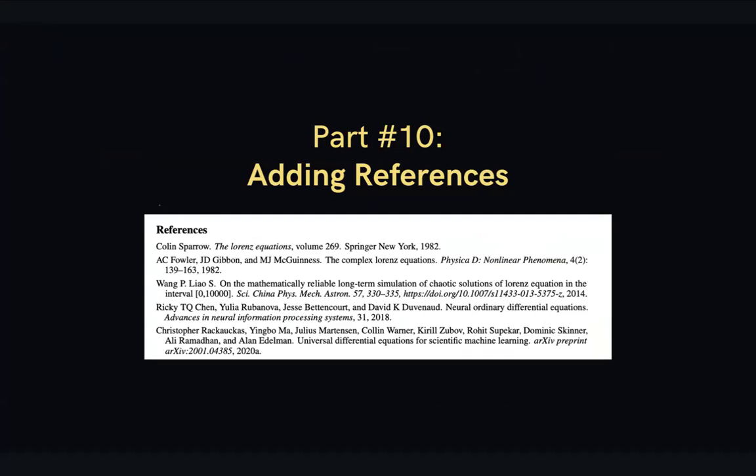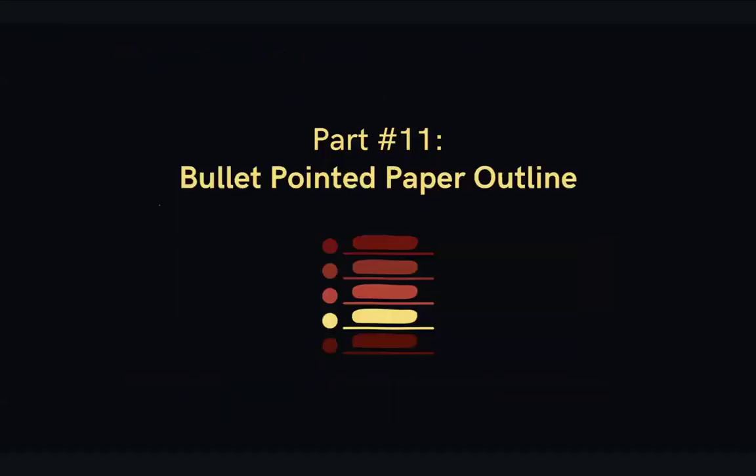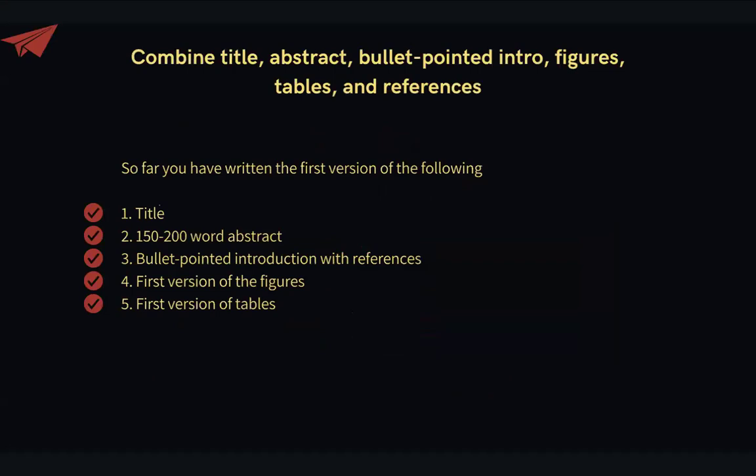So, adding references. When you want to add references to your paper, when you are adding the bullet-pointed version of the references in your introduction, you can expand the same section in your references section. That actually makes your job much easier. But this is a separate section that consists of references. Then yes, we are ready with the bullet-pointed version.